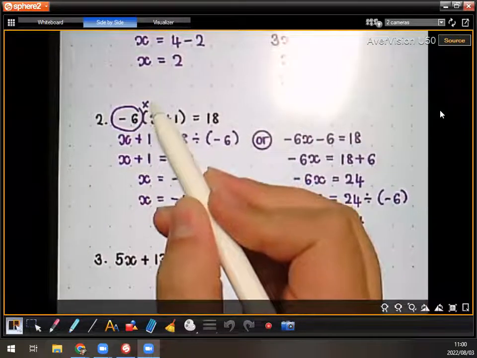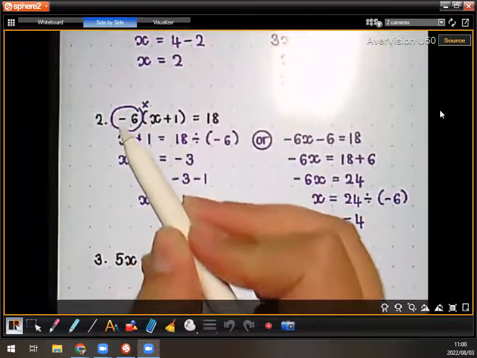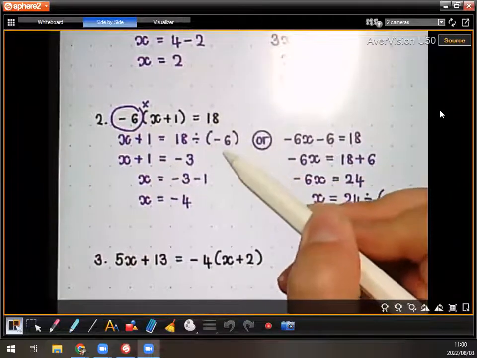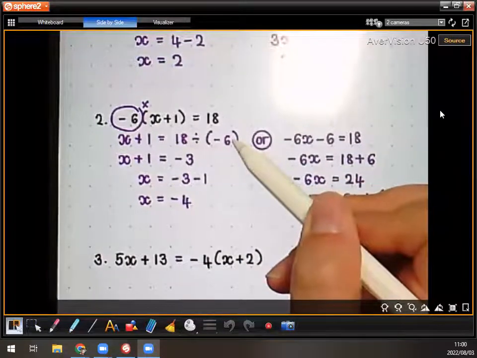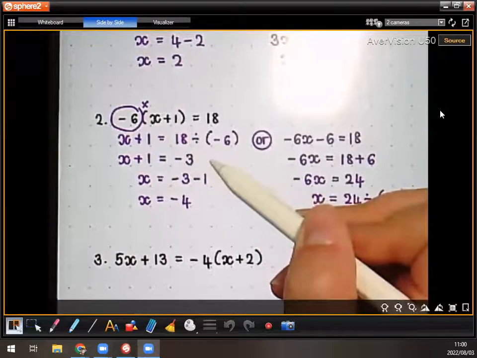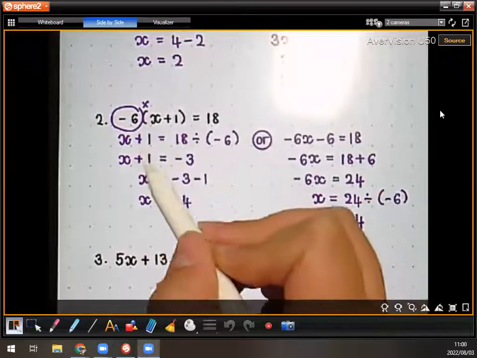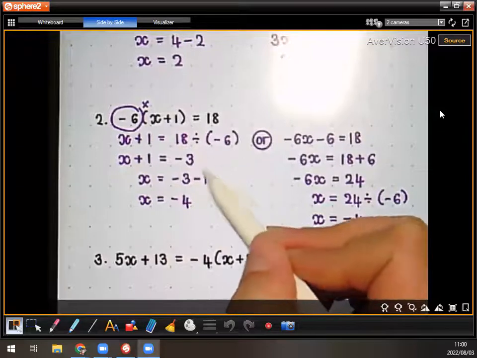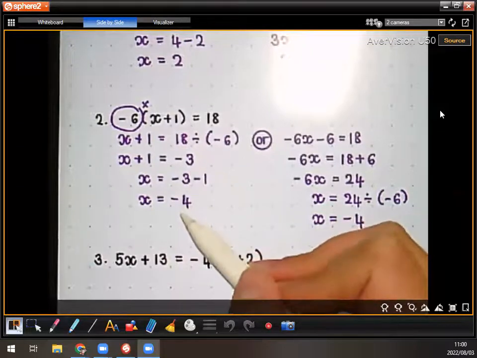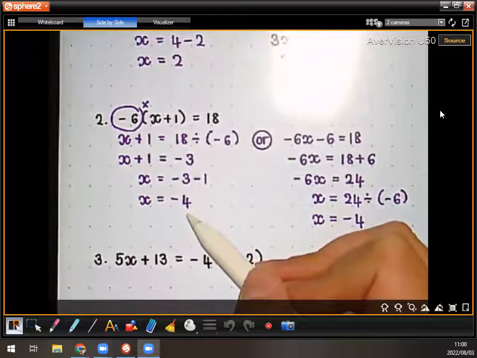You are again multiplying this bracket by -6. So on the other side, you're going to have to divide by negative. 8 divided by -6 is -3. Now, what is the opposite of adding 1? Subtracting 1. So -3 minus 1 is -4.